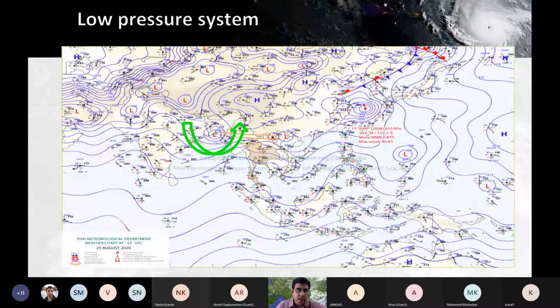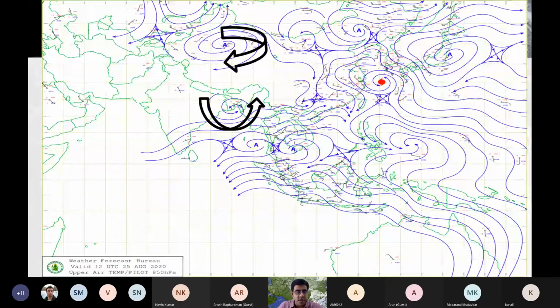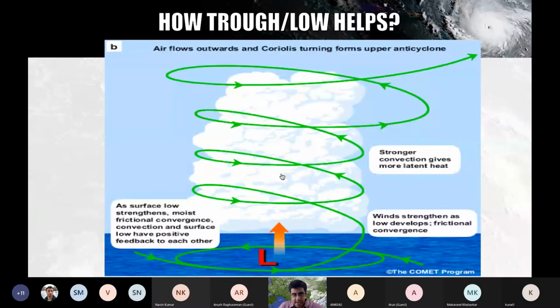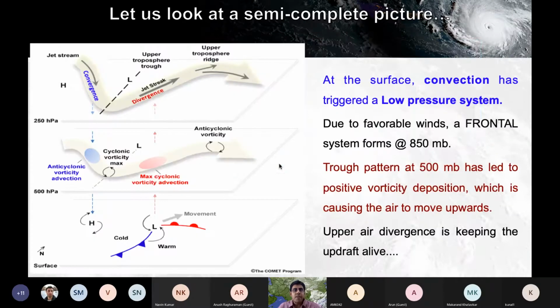So this is the chart showing how to find low pressure on the synoptic scale pressure charts, and also when you see the wind charts. Okay, troughs and ridges also we have covered. How a trough helps? Again, it helps in updraft of moisture, leading to formation of clouds. So not something that we need to go into detail. Now let us look at a semi-complete picture, as we have talked about these different levels, right? We talked about surface, then 800 hPa, then 500 hPa, then 300 hPa.